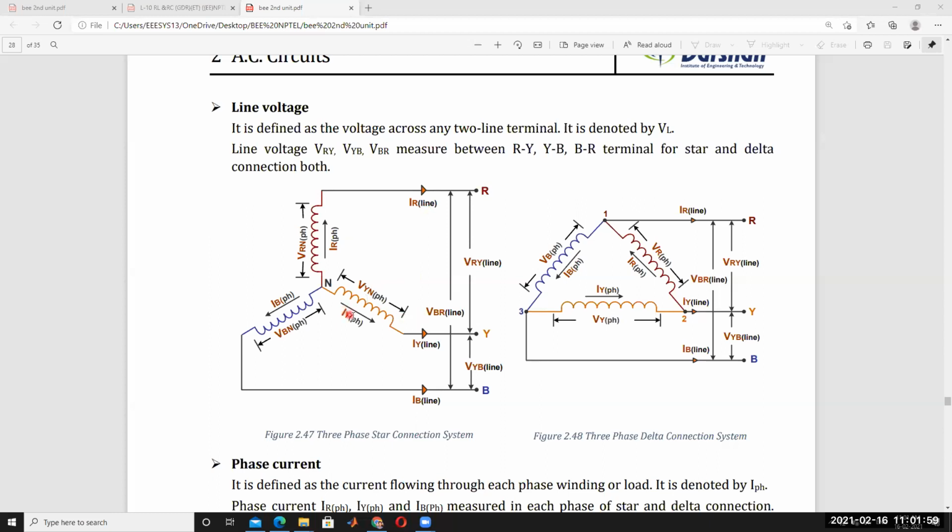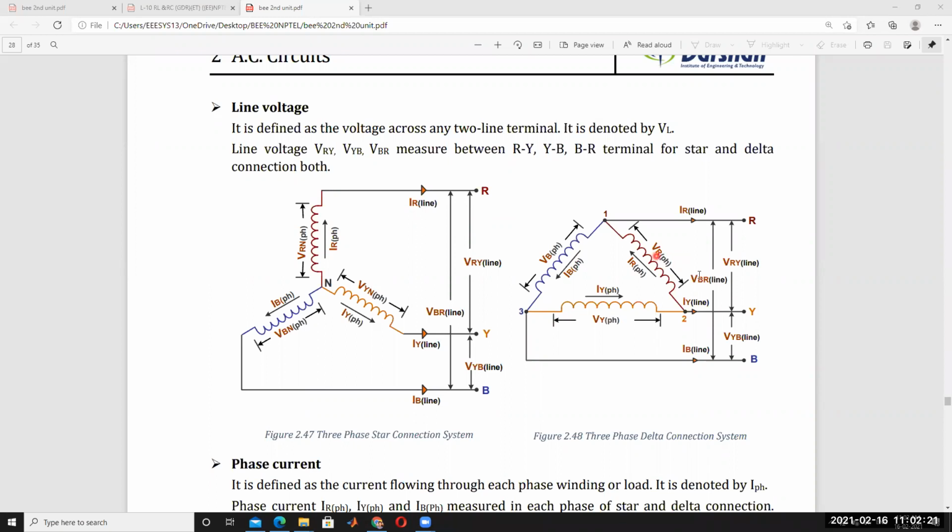Here also it is the same. IY phase is equal to the IY line. Similarly, IB phase is equal to the IB line. For a star connected system, phase voltage is not equal to the line voltage, but phase currents are equal to the line currents. Both phase currents are equal to the line currents in a star connected system.